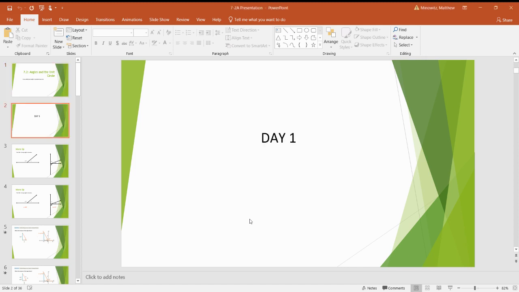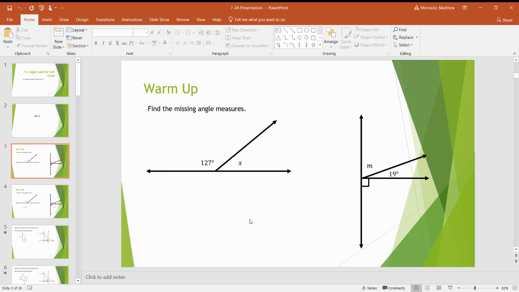So let's start day one. We're going to start with our warm-up. Okay, some geometry practice here. I want you to find the missing angles. So find x and find m. Pause the video, think about how you do it, and then when you're ready, we'll look at the answers.